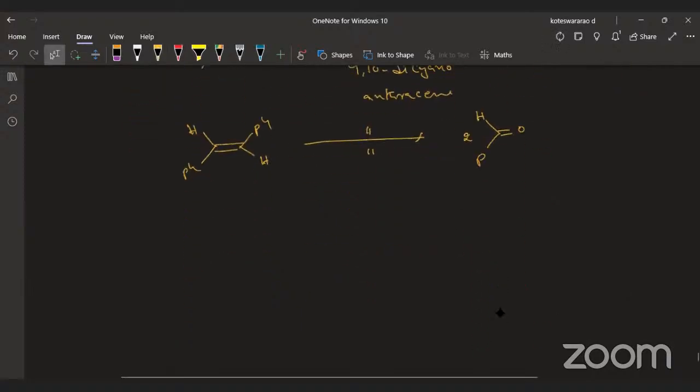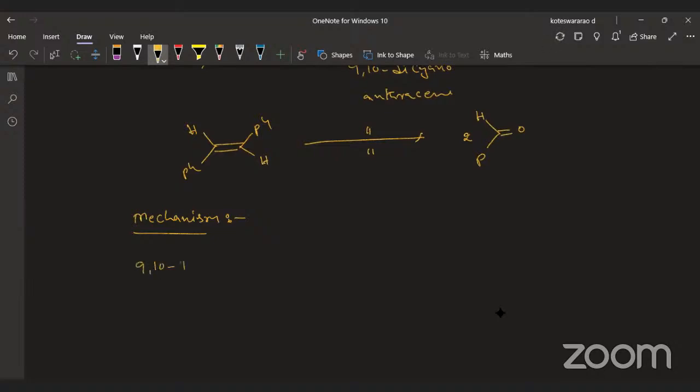Now, what is the mechanism involved? First, 9,10-dicyanoanthracene is subjected to irradiation with light. First, it generates the singlet state. Now, the singlet state interacts with the olefin. The singlet state is interacting with the olefin.